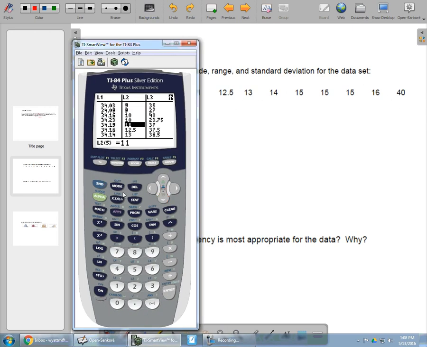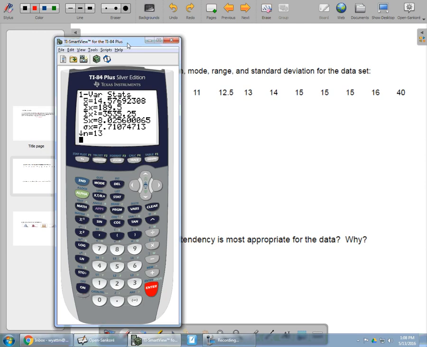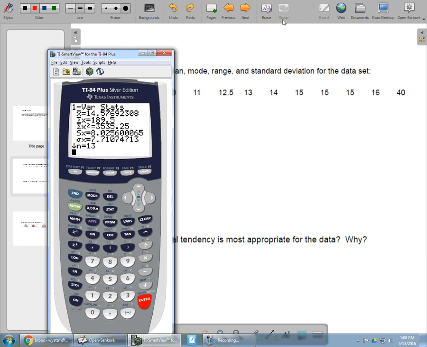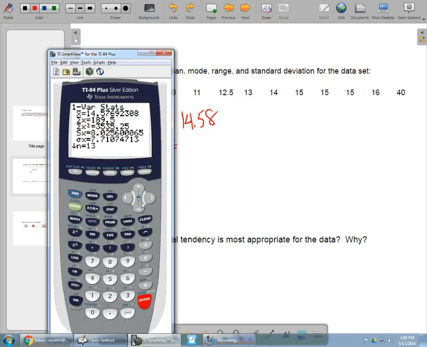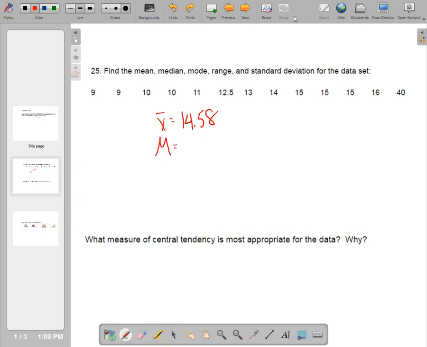Then, once I typed them all in, I can go to Stat, Calculate, and I want one variable stats. And since I typed mine in L2, I have to add a little bit here and say L2. And I want the one variable stats. This should give you everything you need now. The first thing it says, what's the mean? The mean would be 14.58. So we use x bar, 14.58. The median is, if you scroll down, in here as well, 13.